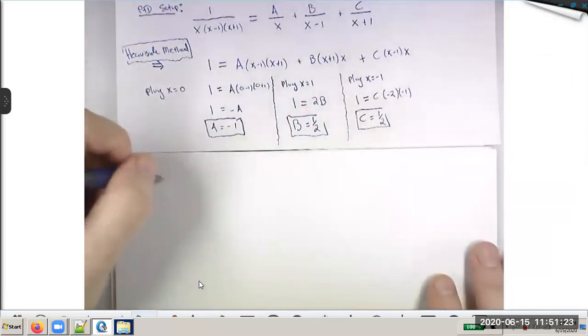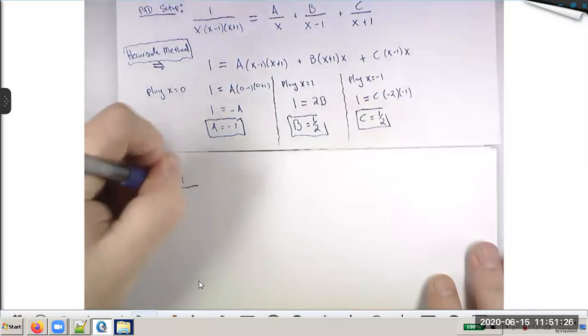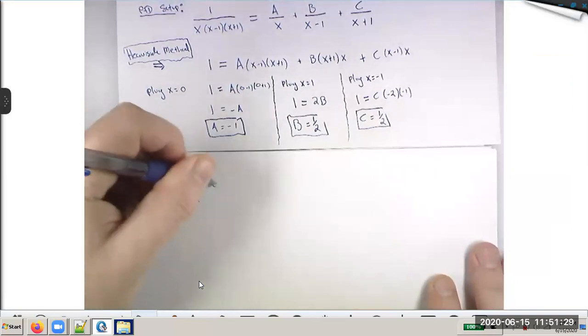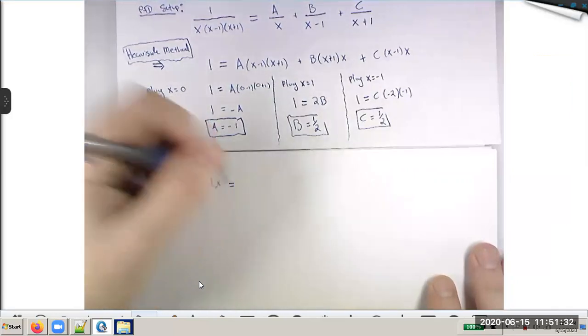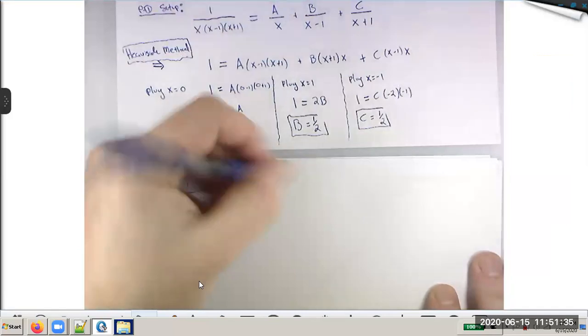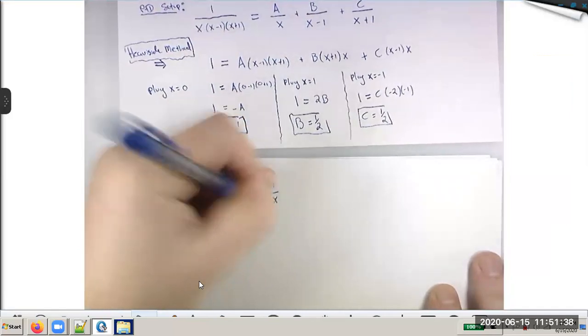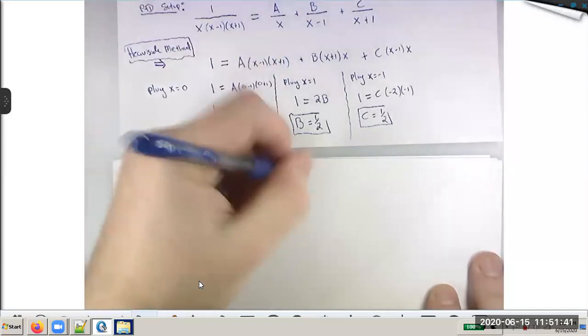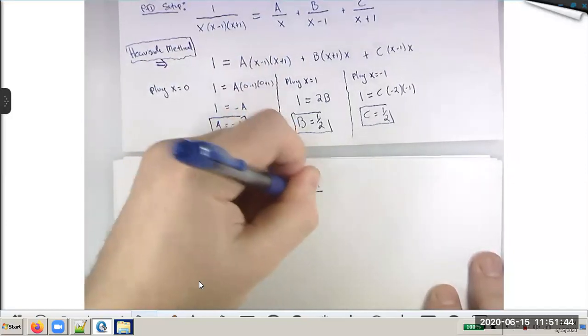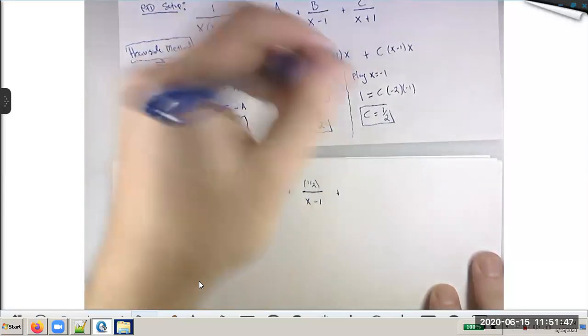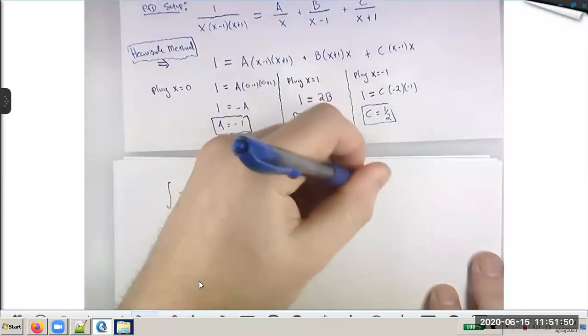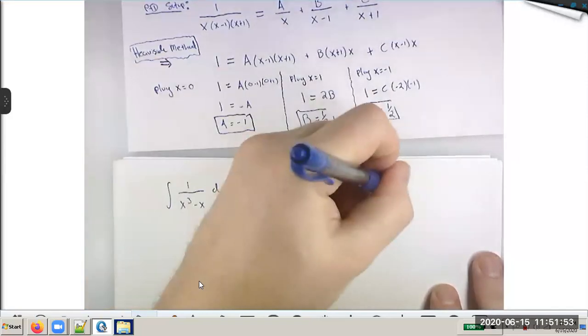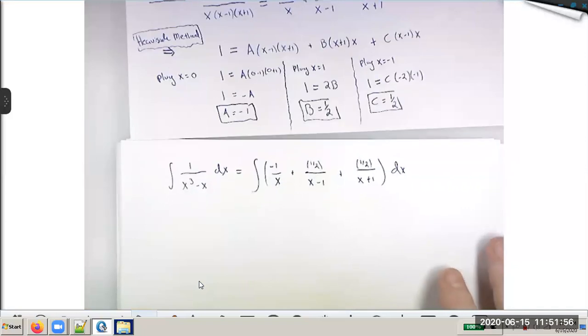So here we said my function 1 over x cubed minus x should be equal to a over x, which was negative 1 over x, plus b over x minus 1, that's 1/2 over x minus 1, plus c over x plus 1, that's 1/2 over x plus 1. So the integral of my function is equal to the integral of that function. And the magic is that now I can split this integral up and handle each little piece on its own.